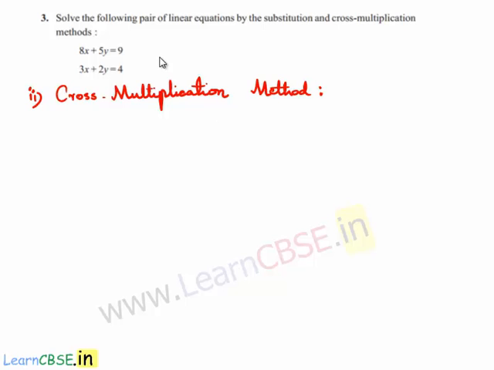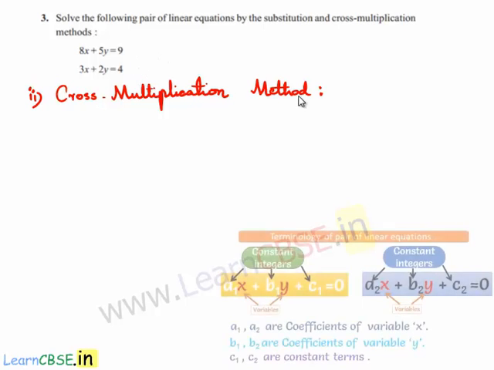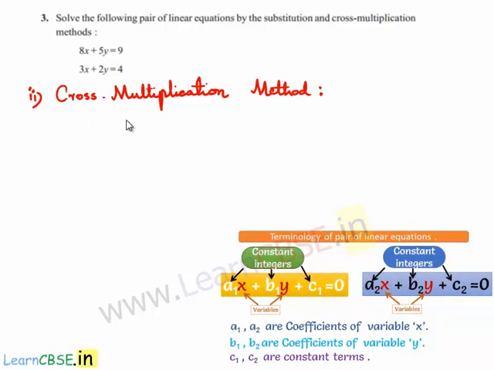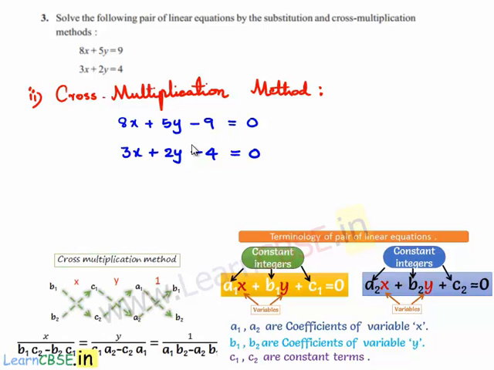Now, let us find the solution for the given pair of linear equations by cross multiplication method. So, the given equations can be written as 8x plus 5y minus 9 is equal to 0, and 3x plus 2y minus 4 is equal to 0. In order to find the solutions by cross multiplication method, we need to draw a diagram which is as follows.